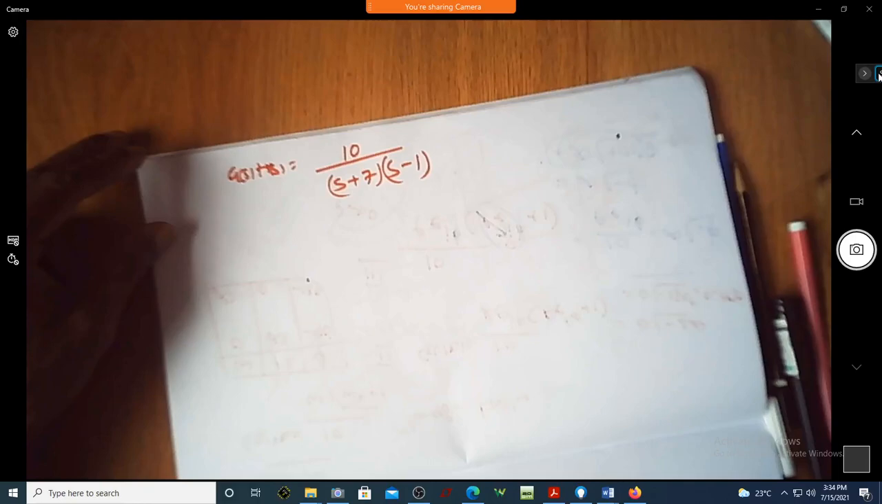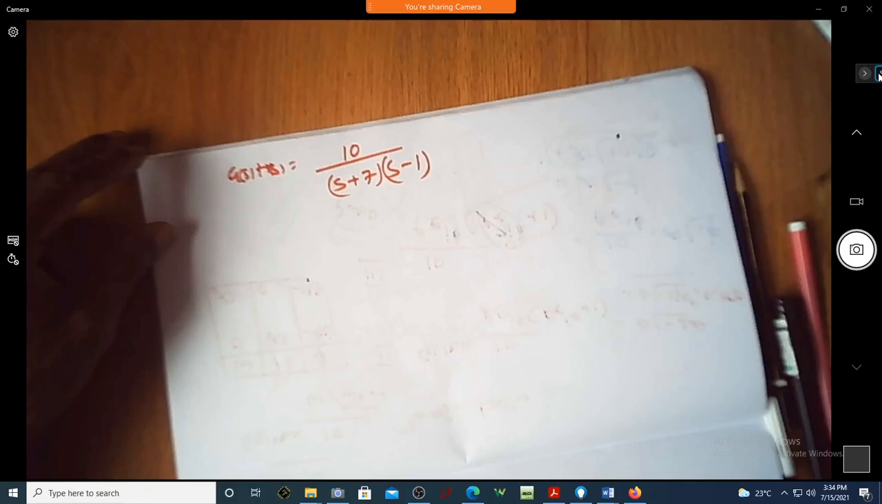Shall we now map the segments? So segment 1, what is s equal to? j omega, sir. Then can I write the magnitude as 10 by root of omega square plus 49 times root of omega square plus 1? Yes, sir. Let us not worry too much about the intermediate values. Let us get the extremes. Extremes are enough. How about the phase angle? Is it minus tan inverse of omega by 7 minus tan inverse of omega by minus 1?